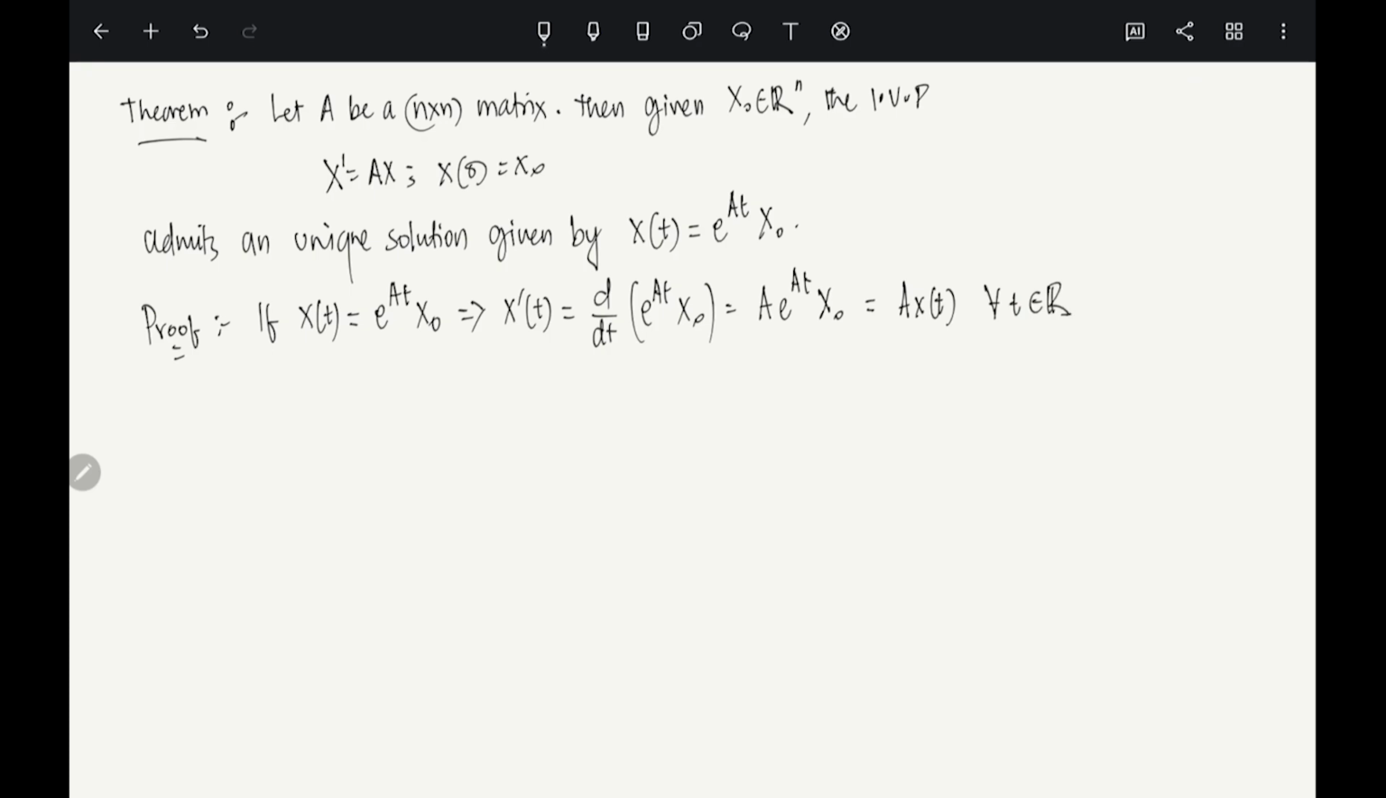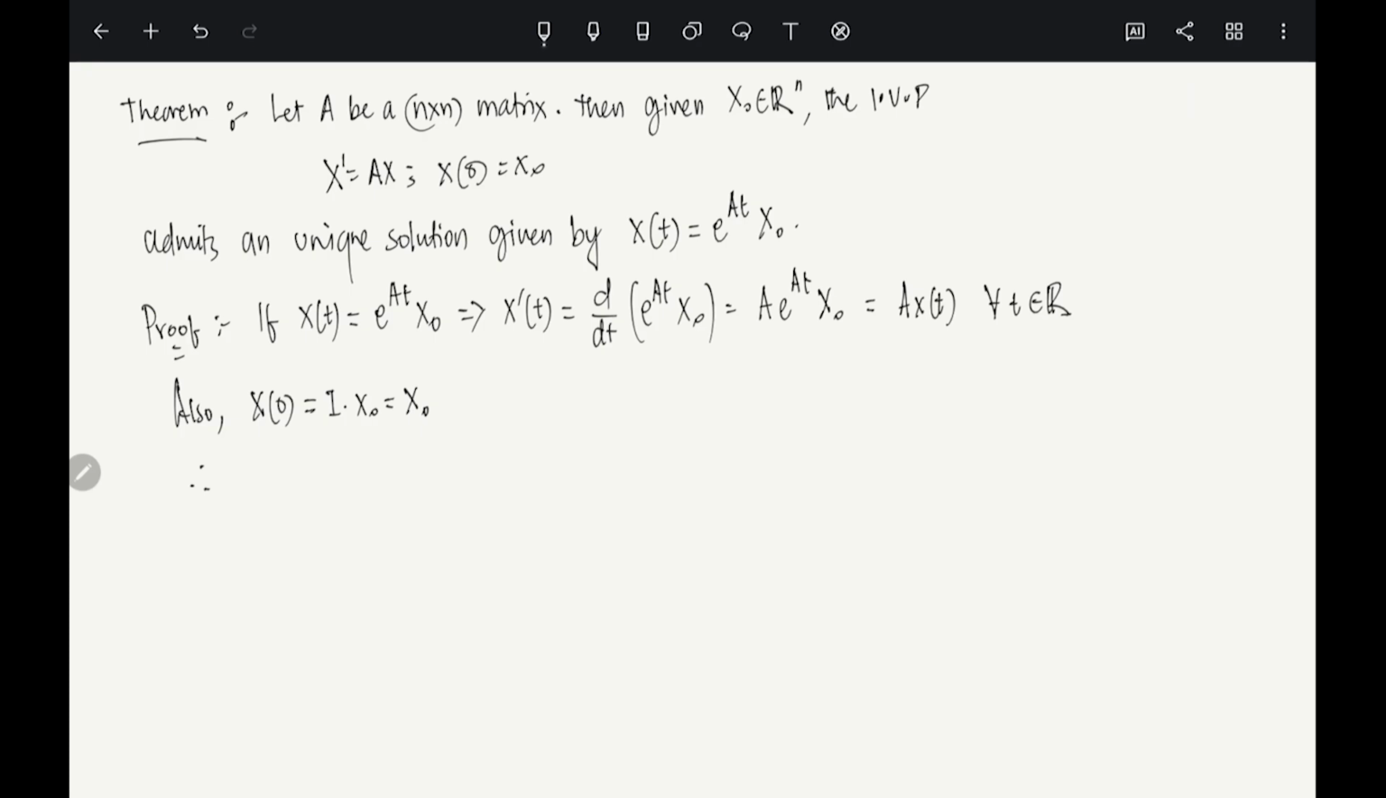So x(t) given by e^(At) times x naught satisfies the equation for all t in R. Also, x(0) is nothing but e^(A0) times x naught, which is identity times x naught, which is nothing but x naught, right? So what we showed is that x(t) equals e^(At) x naught satisfies the equation. Now how do you show this is the only solution?